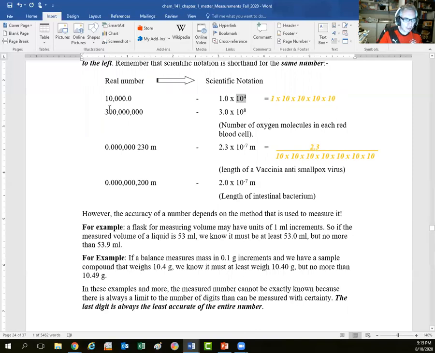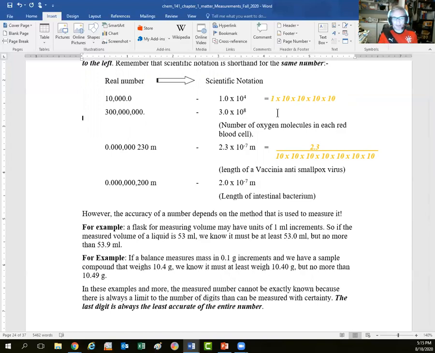Likewise with 300 million, the decimal point, of course, would be at the end there. And so we imagine the number being a number between 1 and 10. So 1, 2, 3, 4, 5, 6, 7, 8 times we have to move to the left. That would give us 3.0 for the value. And to remember the magnitude of the number, that would be 3 times 10 times 10 times 10 times 10 times 10 times 10 times 10, 10 to the power of 8.